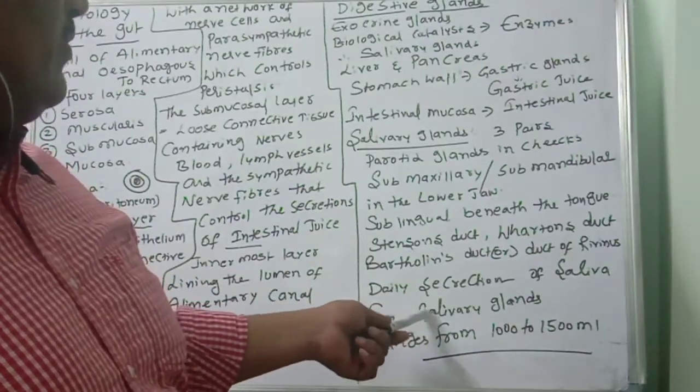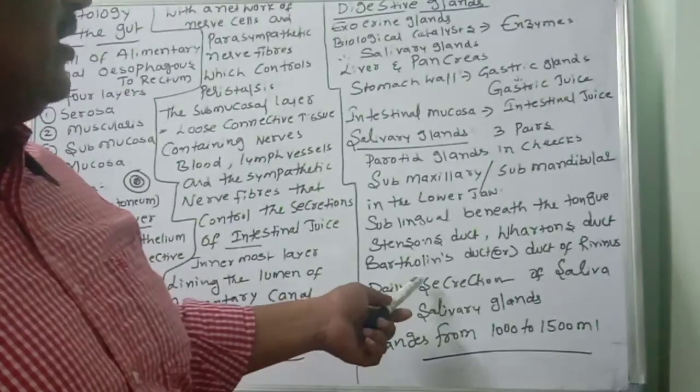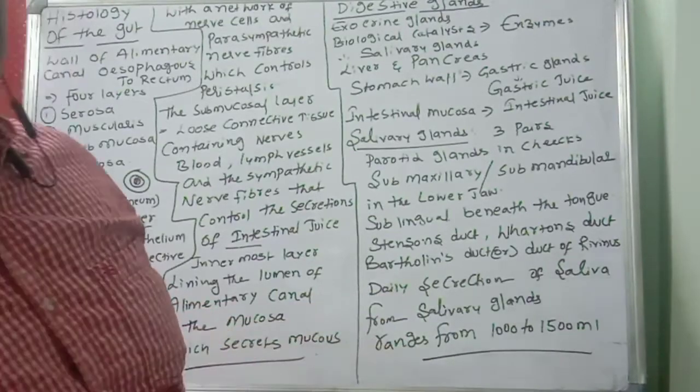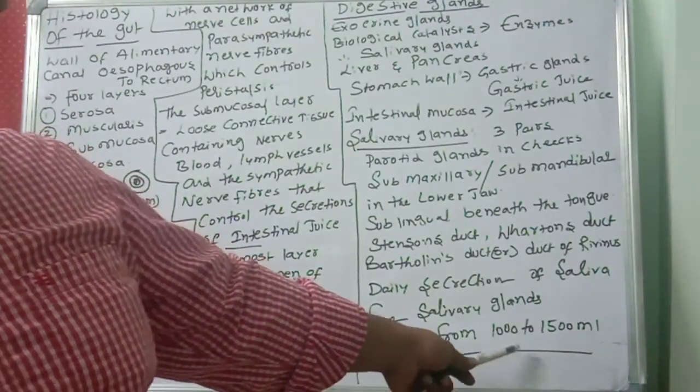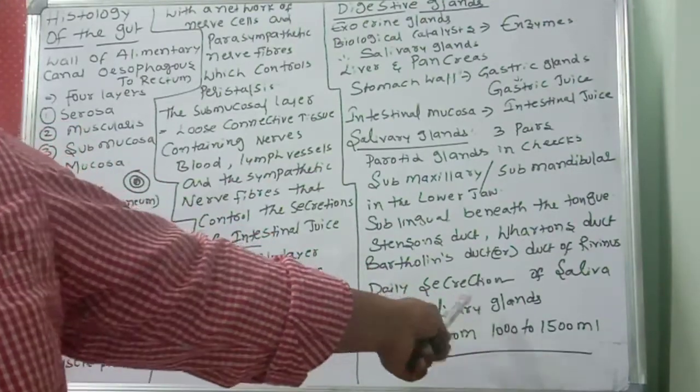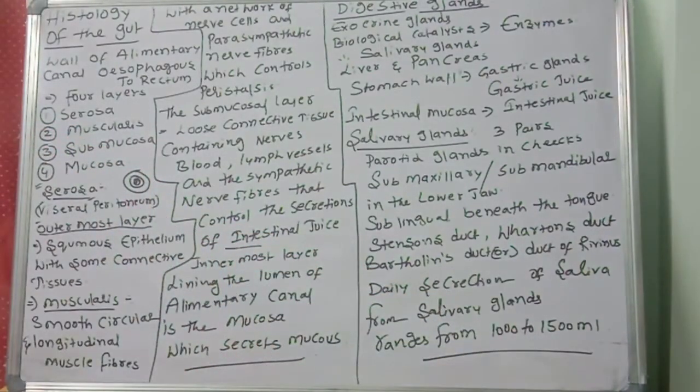Daily secretion of saliva from the salivary glands ranges from 1000 to how much? 1000 to 1500 ml. Okay, children, this is a little information about the histology of the gut. Very important. Note these ducts: Stenson's duct, Wharton's duct, and Bartholini's duct or duct of Rivinus.